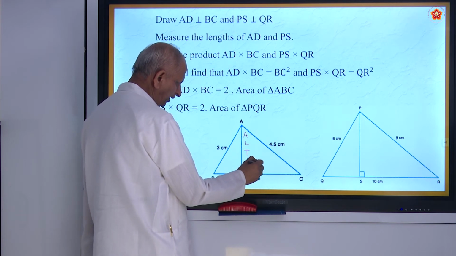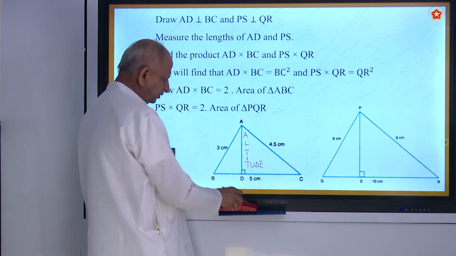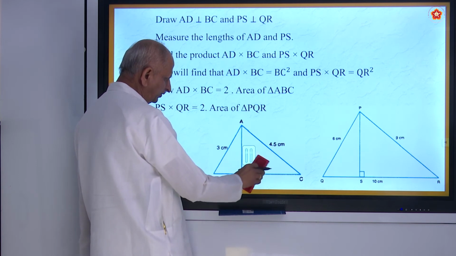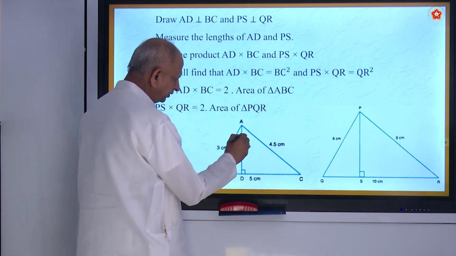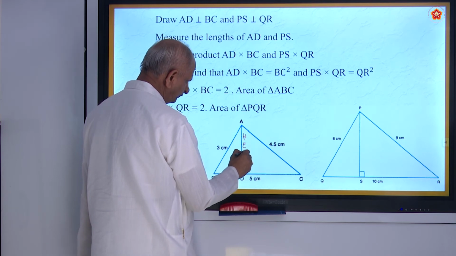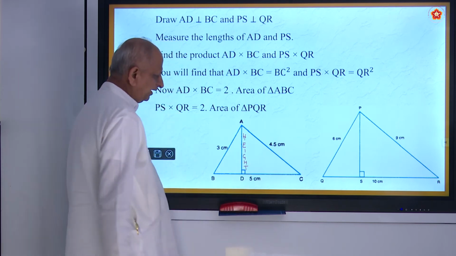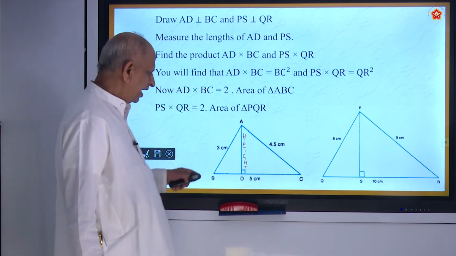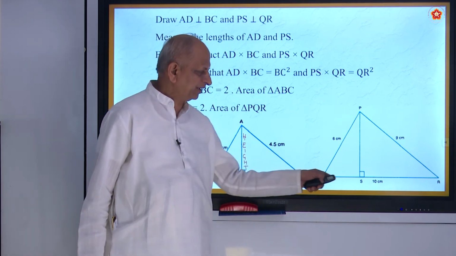That is just to find out altitude, you can say, or you can say height also. So that is required, because if height is known, you can find the area. Half of base into height. This also half of base into height.